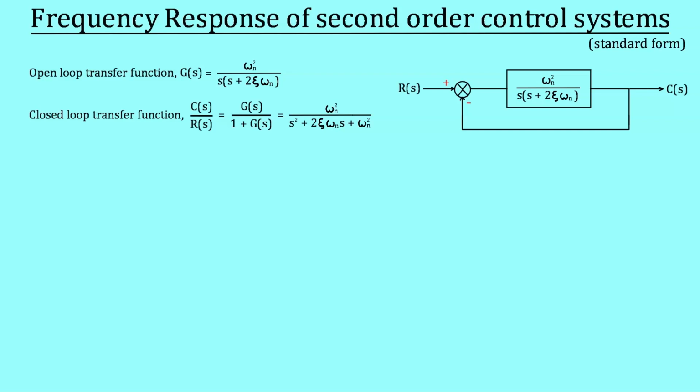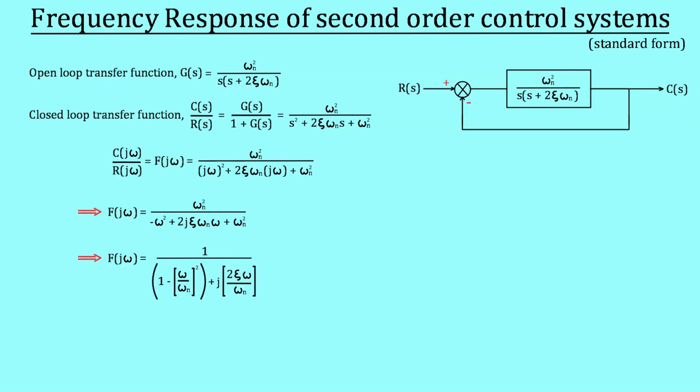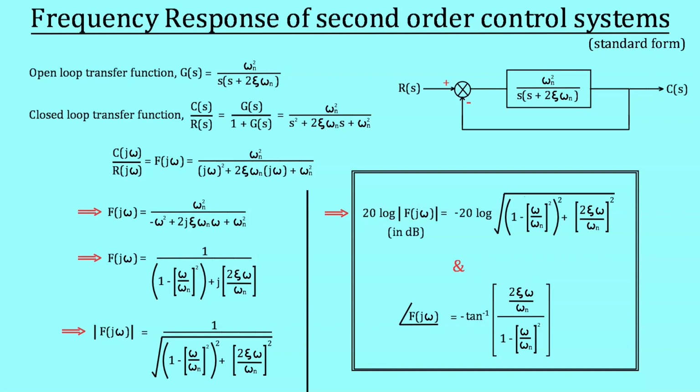Now let us analyze the frequency response of a second order control system. We are quite aware of the standard form of a second order control system. For frequency response analysis, we can simplify the expression of the closed loop transfer function, which will eventually come out to be equal to 1 divided by (1 minus (omega divided by omega n) square plus j into 2 zeta omega divided by omega n). The magnitude of this transfer function can easily be found, which will come out to be equal to 1 divided by under root of (1 minus (omega divided by omega n) square) whole raised to the power 2 plus square of (2 zeta omega divided by omega n).